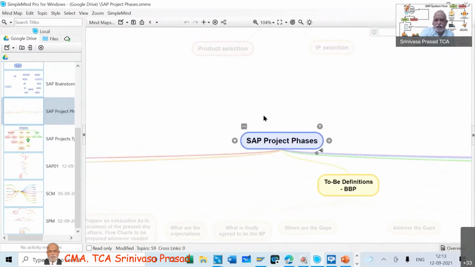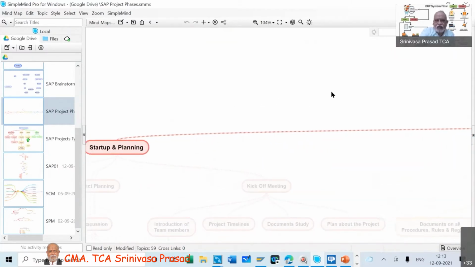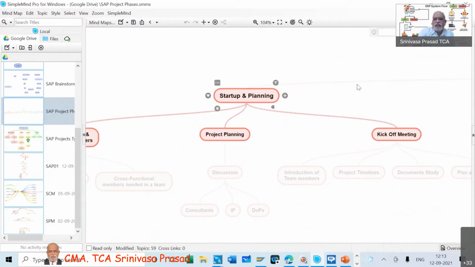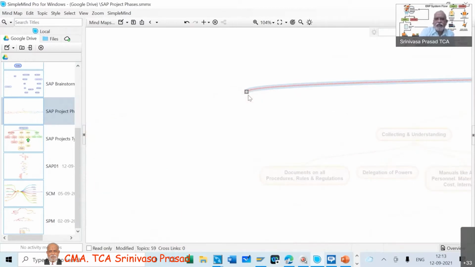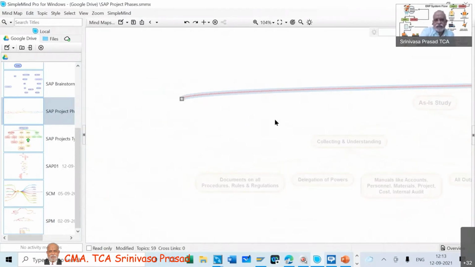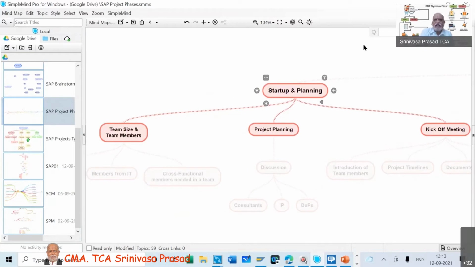So when you have a project phase, once we are given the project, we will have to go for 3 things initially under startup and planning. We have the team size and members, we will have to decide the project planning, and we should have a kickoff meeting.